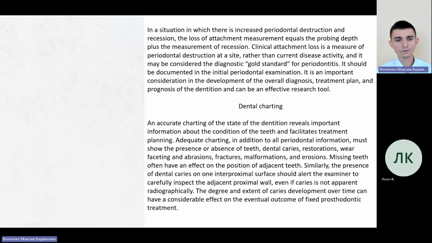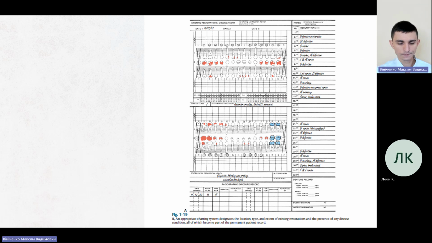Similarly, the presence of dental caries on the interproximal surface should alert the examiner to carefully inspect the adjacent proximal wall, even if caries is not apparent radiographically. The degree and extent of caries development over time can have a considerable effect on the eventual outcome of fixed prosthodontic treatment.